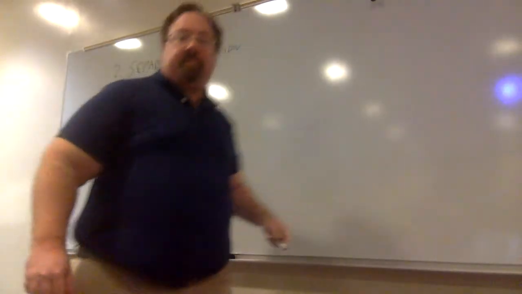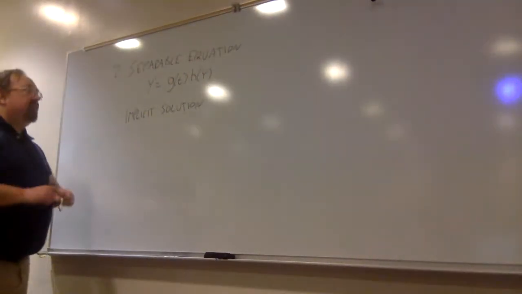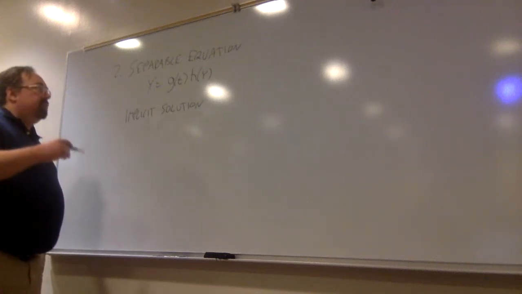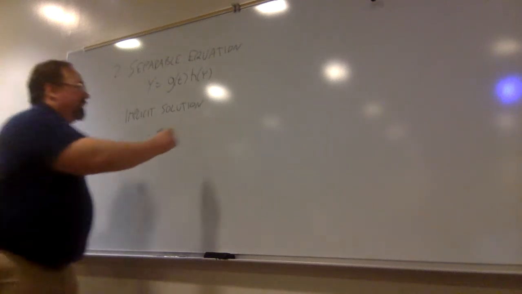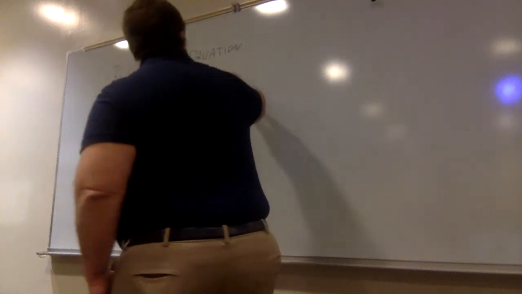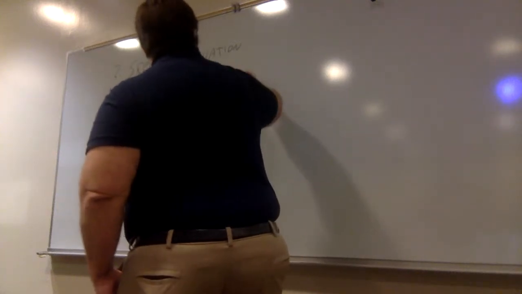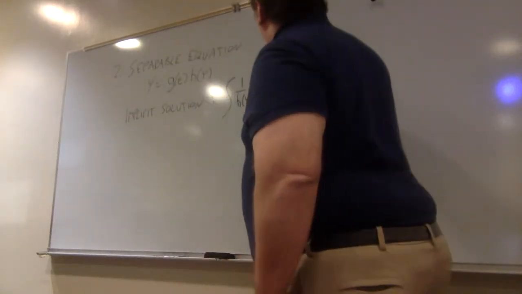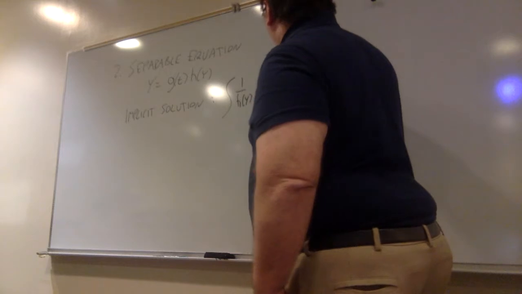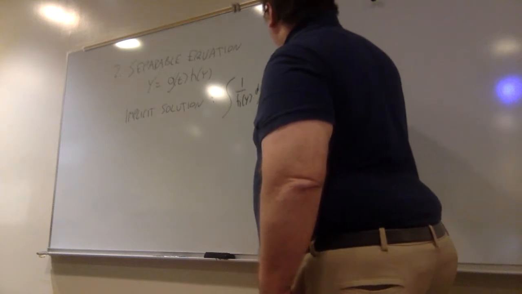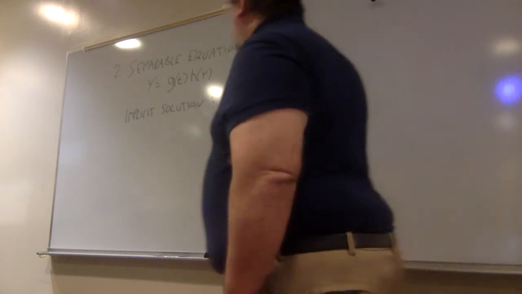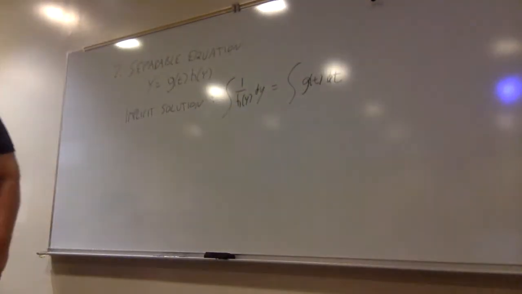All right. So the solution is implicitly described by this equation. It's the integral, so you divide by h of 1 on both sides. So you have 1 over h dy on the left, and then g of t dt on the right. Go ahead and integrate both sides.